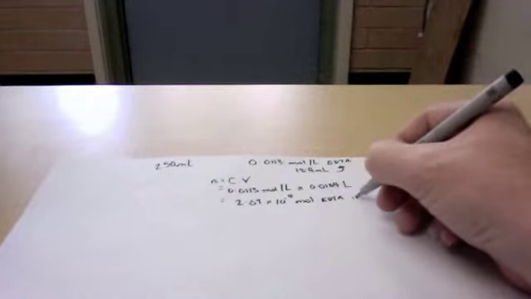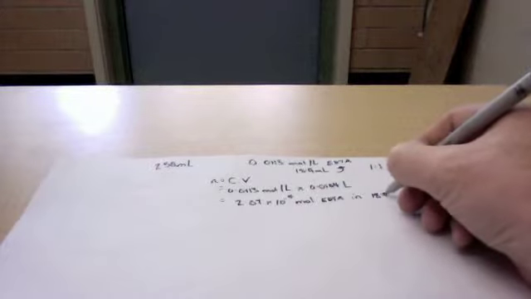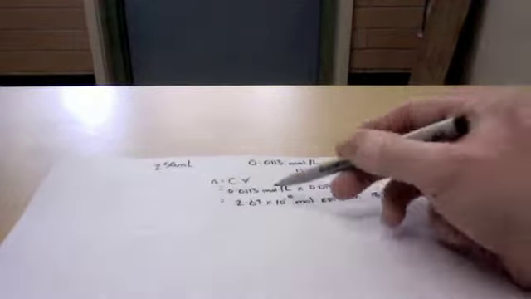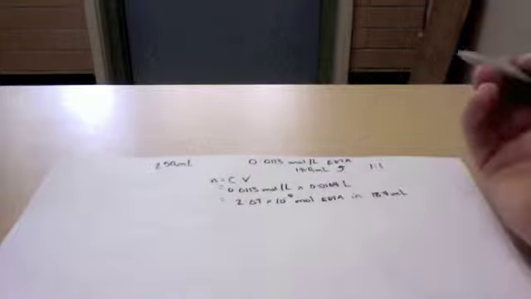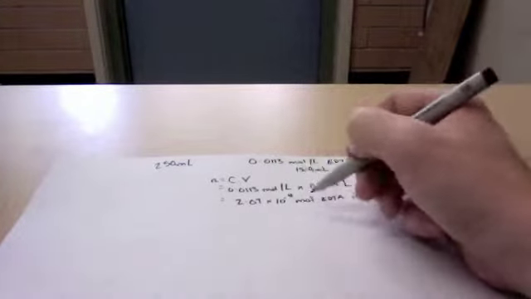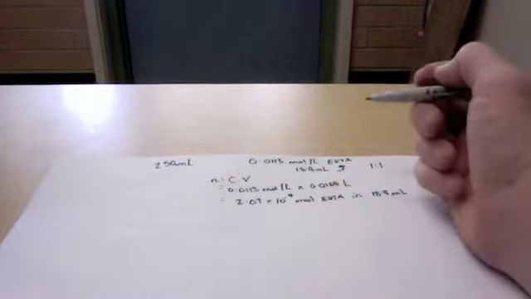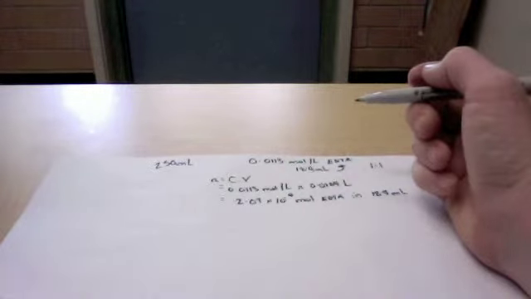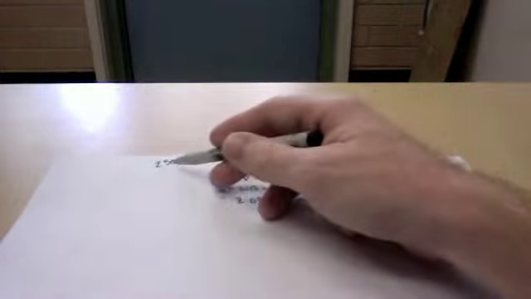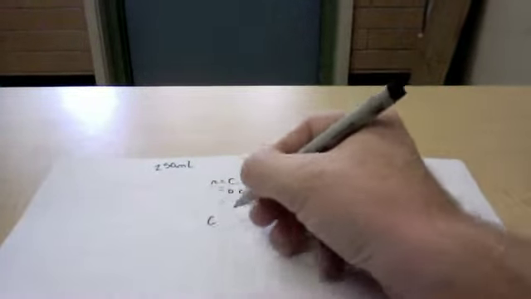EDTA in 18.4 mils. That's how many moles are actually there. So therefore, that's how many moles of calcium and magnesium are actually in 250 mils. However, I need to find out how many moles of magnesium and calcium are actually present in a whole litre. Therefore, I need to rearrange my formula.